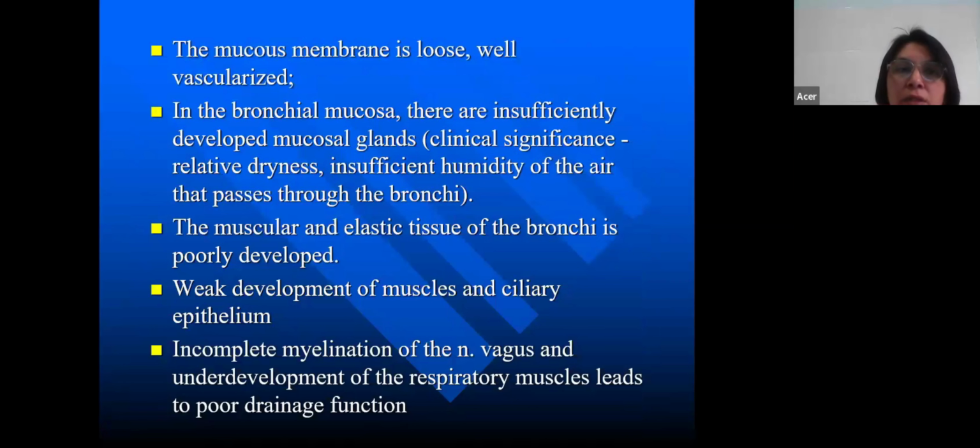Mucous membrane is loose, well vascularized. In the bronchial mucosa, there are insufficiently developed mucosal glands, weak development of muscles and ciliary epithelium, incomplete myelination of the vagus nerve, and underdevelopment of the respiratory muscles. This leads to poor drainage function and obstructive syndrome in children.